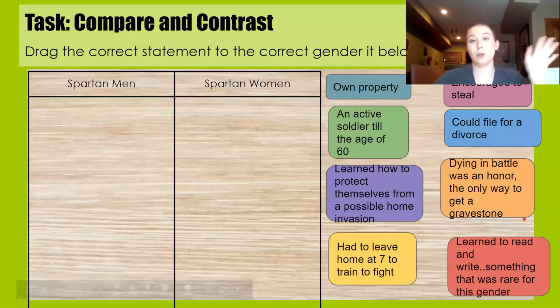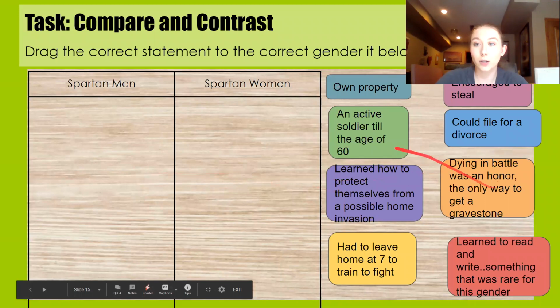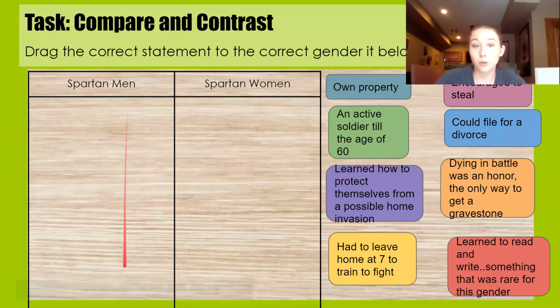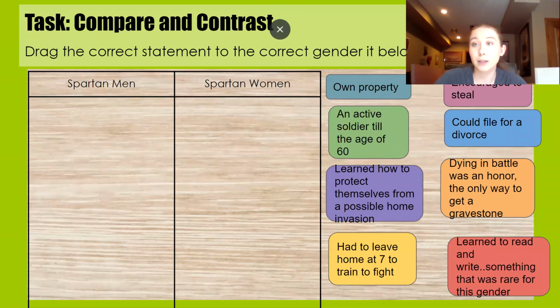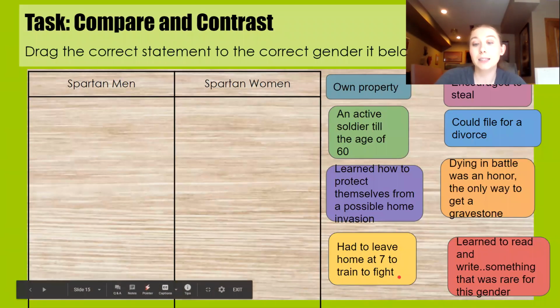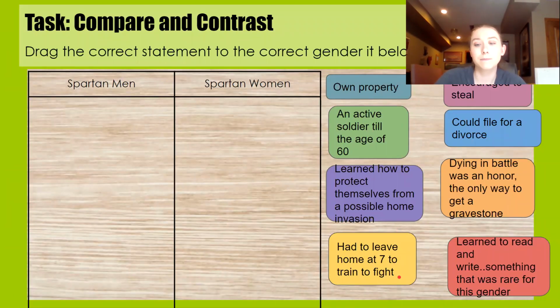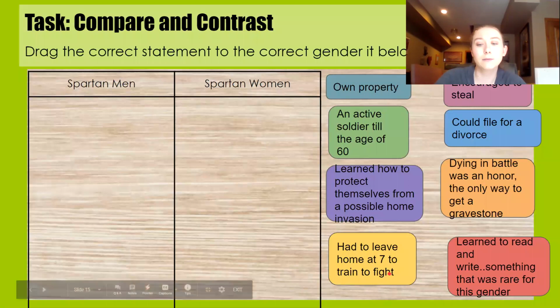On this task, you're going to simply drag each of these boxes into the correct gender. There are 4 for men and 4 for women, okay? And you can go back through the PowerPoint to help you out. In terms of what we have in the boxes: owned property; an active soldier till the age of 60; learned how to protect themselves from a possible home invasion; had to leave home at 7 to train to fight. That word's misspelled, I'll fix that.